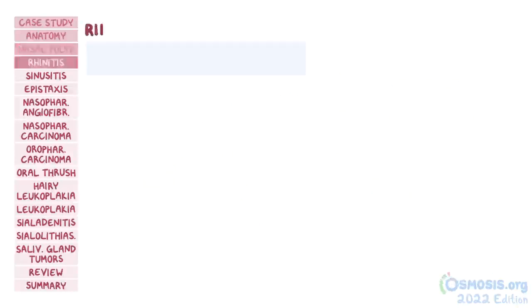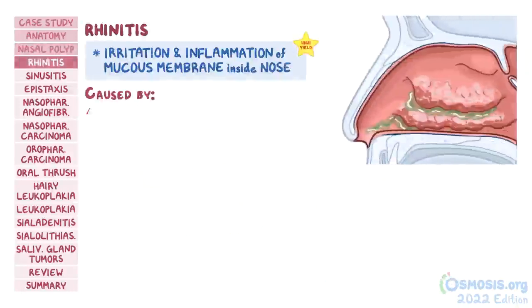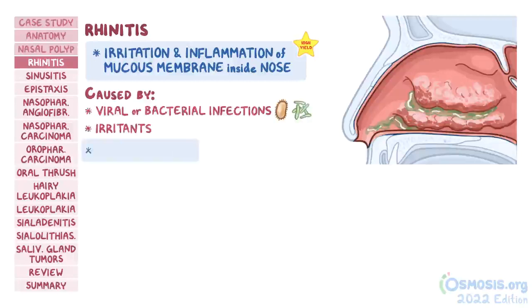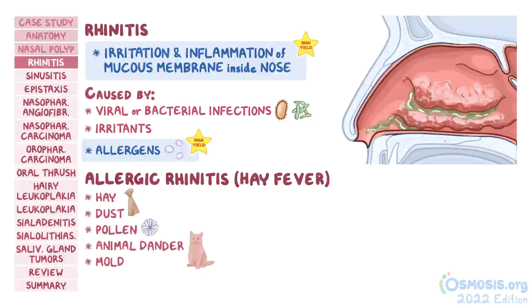Next, let's look at rhinitis, which is irritation and inflammation of the mucous membrane inside the nose. It can be caused by things like viral or bacterial infections, irritants, and more commonly, allergens. Allergic rhinitis is also called hay fever, and it's typically caused by hay, dust, pollen, animal dander, or mold spores.